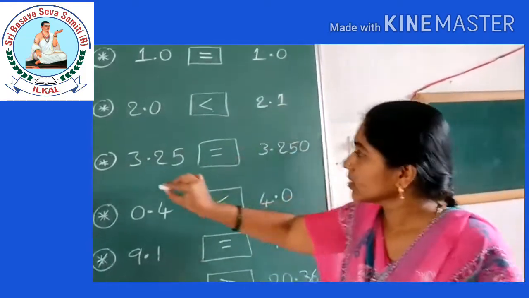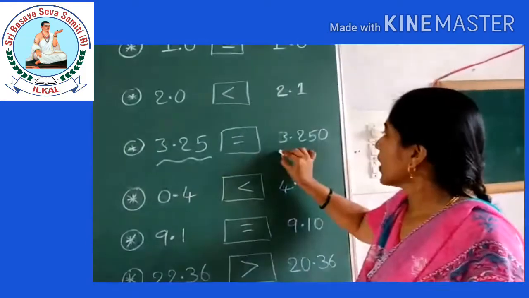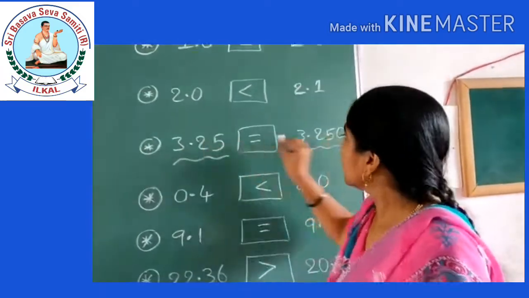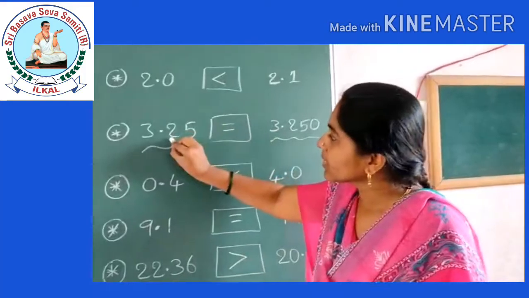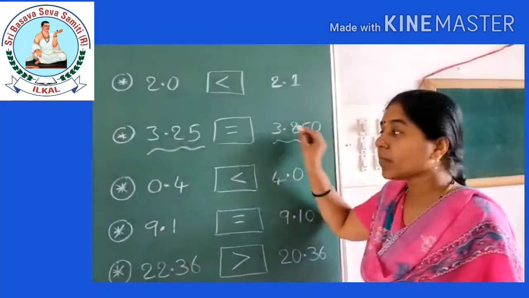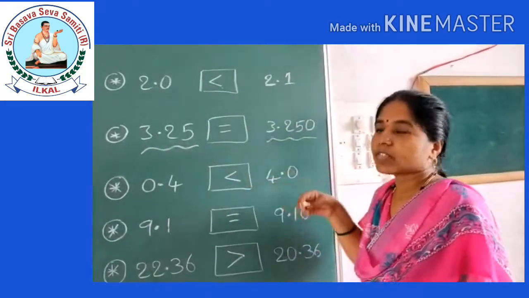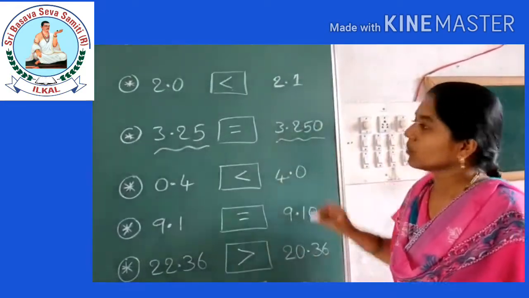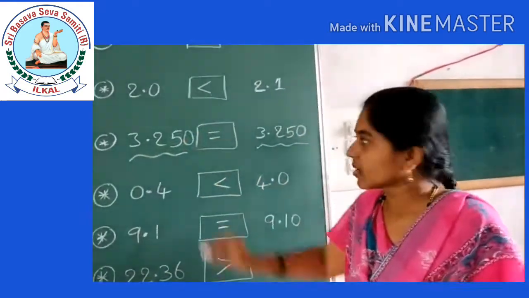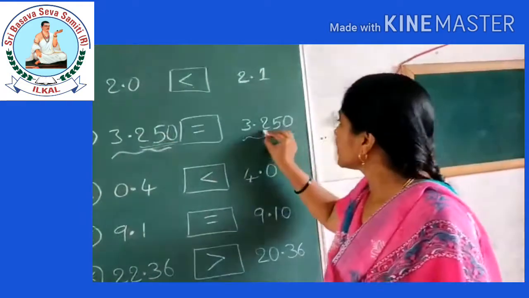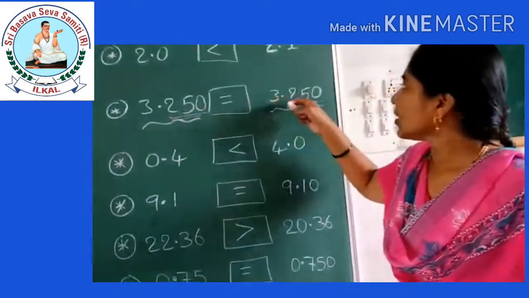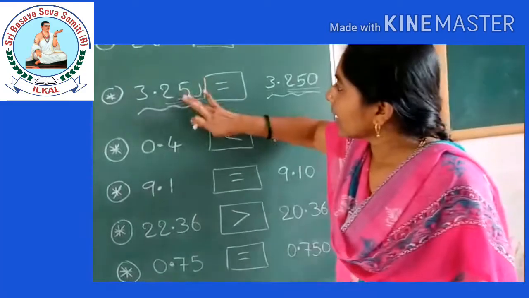Okay, observe 3.25 and 3.250. The first whole number is 3, here also it is 3. The 10th place is 2, this is 2. The 100th place is 5, here also 5. But the 1000th place is not given here, children; there they have given 0. Both are equal, so we can consider 3 places, and compare up to 3 places. Then 3.25 will be equal to 3.250. Okay, are you able to understand?